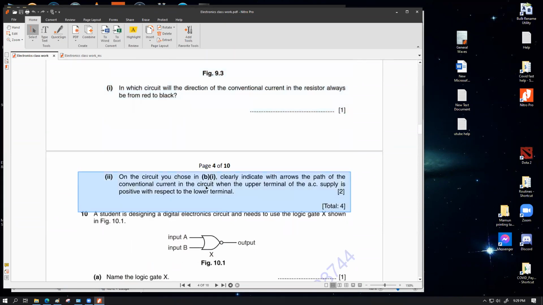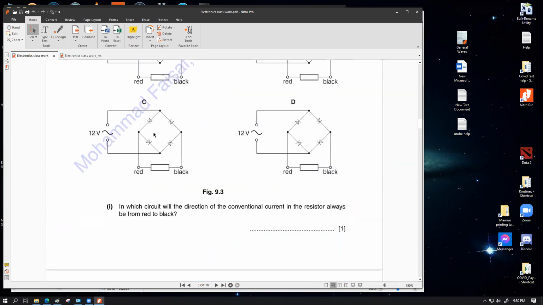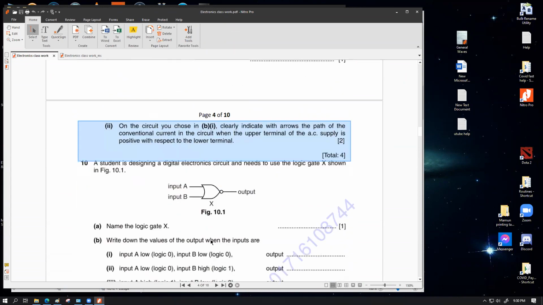On the current circuit that we choose in V1, clearly indicate the arrows of the path of the conventional current in the circuit when the upper terminal is always positive with respect to the lower terminal. Also, we have already actually covered that in the question. Beautiful, it works for me.